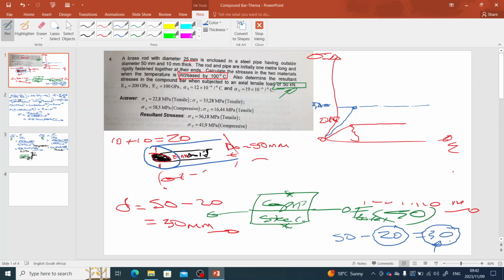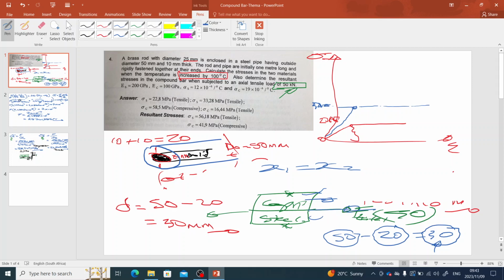Now, that's what we need to determine. We need to determine the force that is being absorbed by copper and the force that is being absorbed by steel, from this 50. Now, another thing, if the force is being applied on this material, the change in length, it's a parallel. Change in length in one material equals the change in length in the second material. Now, the direction here is one way because we are applying the pulling force. We are applying the tensile force.